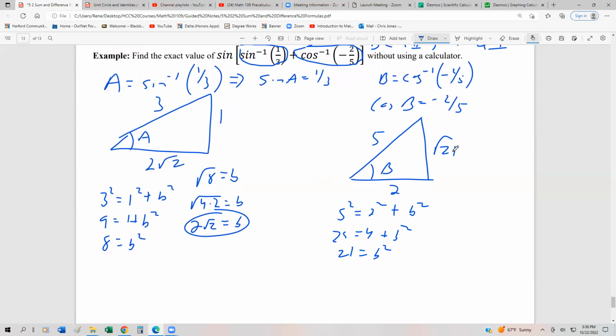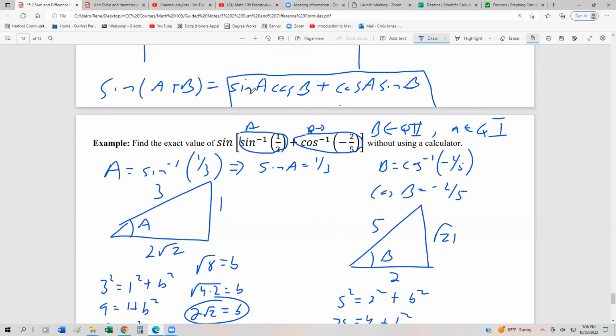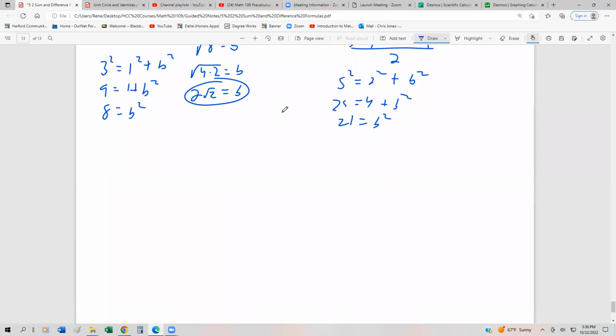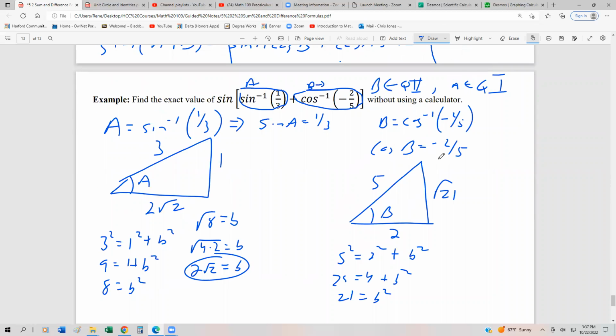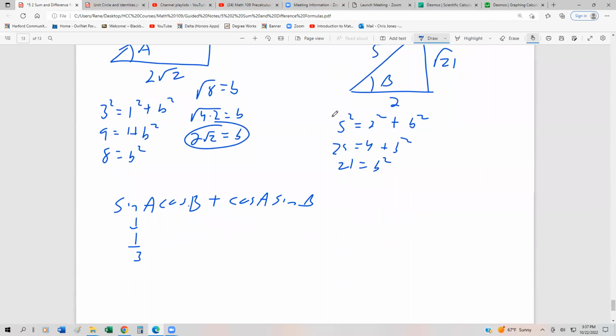All right, so now let's go ahead and find our sine A cos B. Now we know what sine of A is, okay? Sine of A is 1/3. So remember, we're trying to find sine A cos B plus cos A sine B. All right, so sine of A we already said was 1/3, and we already had the cos of B was -2/5, right? So that's right here. So that's 1/3 times -2/5.